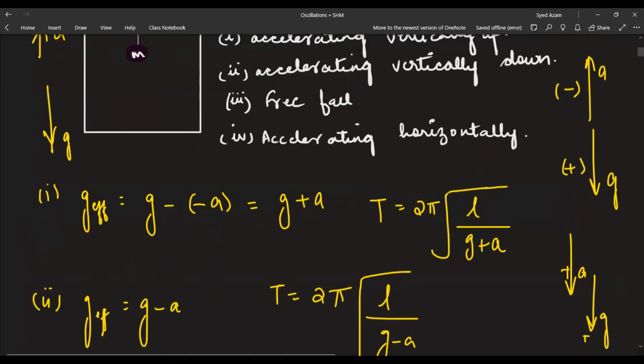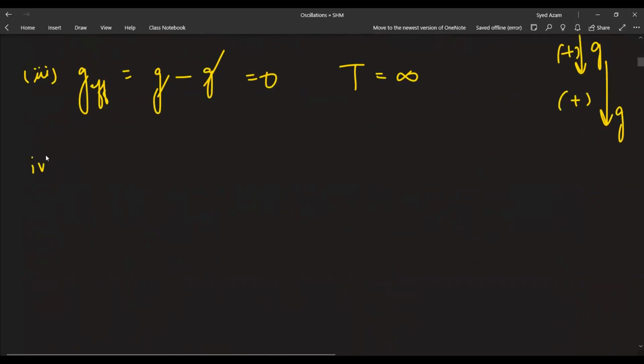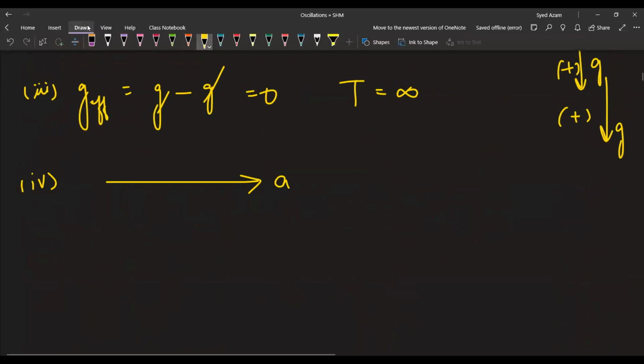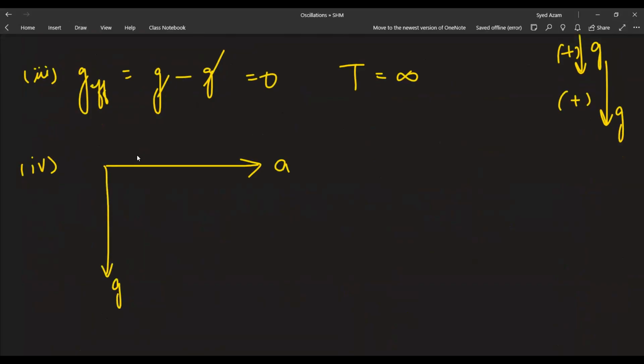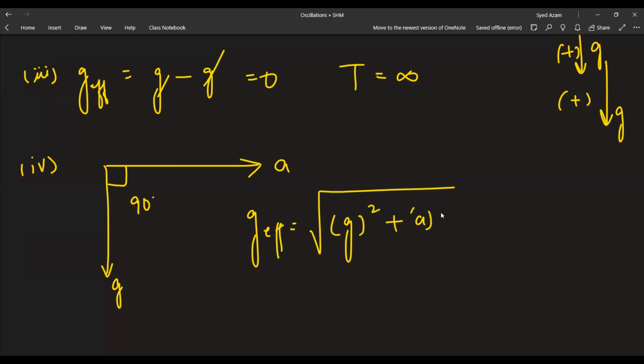Now, coming to the last part, accelerating horizontally. This is also not tough. The lift is going like this, but we know that acceleration due to gravity will always go downwards. So the angle between them is 90 degrees. When you are calculating the effective value, apply your vectors, because all these quantities are vectors. Cos 90 is 0. So this will be under root g square plus a square. So T will be equal to 2 pi times the square root of L by root of (g square plus a square).